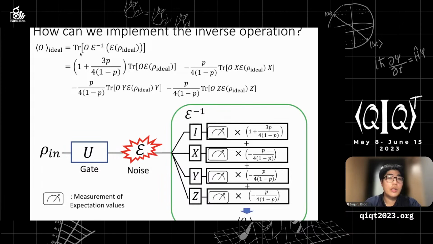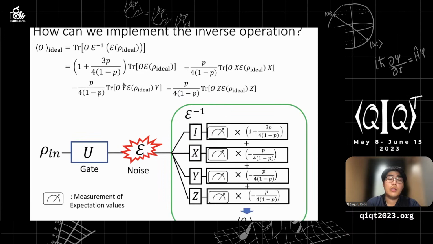Suppose we have the noise here. So this is the ideal gate and the noise here. Because we'd like to counteract the effect of noise, we directly apply the inverse operation to this map. And when we do so, we substitute this one into this, and we can derive this formula.